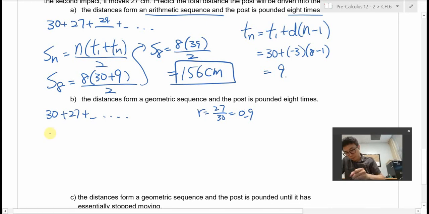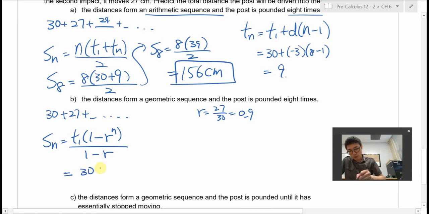to figure out. But we do know the formula for Sn. It was T1 times 1 minus the common ratio to the power of n, over 1 minus r. We know T1, the first term, is 30. The common ratio is 0.9. We wanted to do it 8 times, over 1 minus r, where r is 0.9.